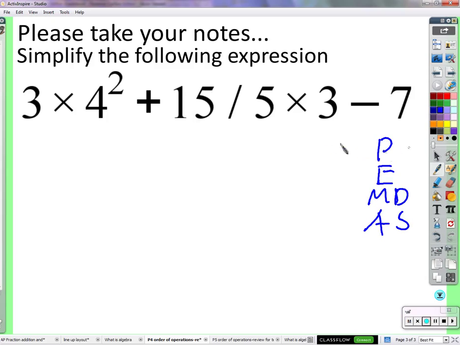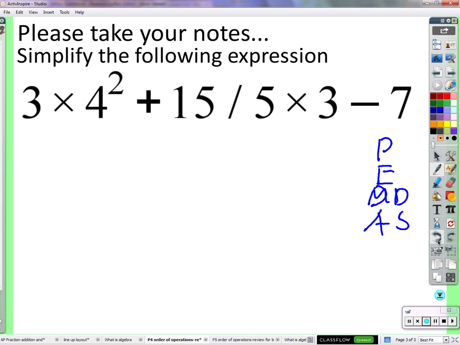Parentheses always come first. Of course, that's just the nature of parentheses. You see parentheses, you think these things go together. Exponents can come next. Multiplication and division, neither one of them is above the other. One of them has to be written on the left. We could write DM like this instead. It doesn't make a difference.